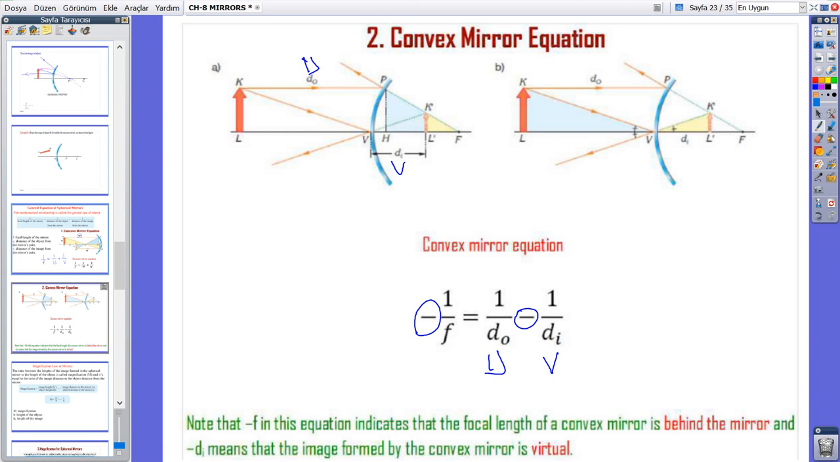Why are we showing the focal length as minus? Minus f, or minus focal length, in this equation indicates that the focal length of the convex mirror is behind the mirror, and minus distance of image means that the image formed by the convex mirror is virtual.